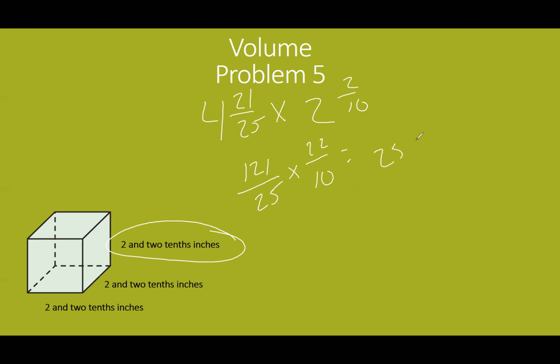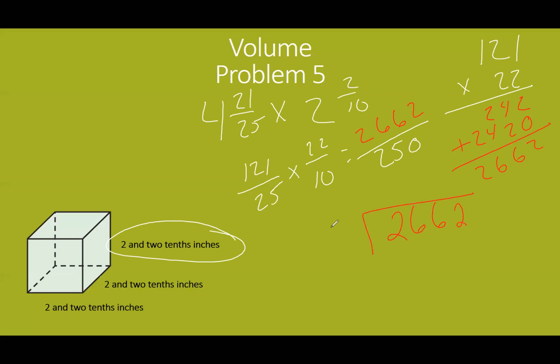So 250, the numbers are getting bigger, but it's still the same strategy. 121 times 22. Go ahead and pause the video and let's see what you get. 2 times 1 is 2. 2 times 2 is 4. 2 times 1 is 2. Tens place, 2, 4, 2. So all together, when we multiplied 121 times 22, we got 2662. All right, but we're not at lowest terms.